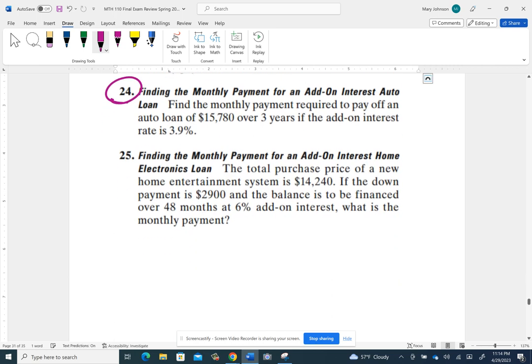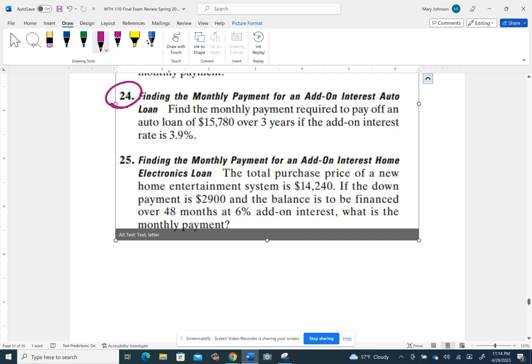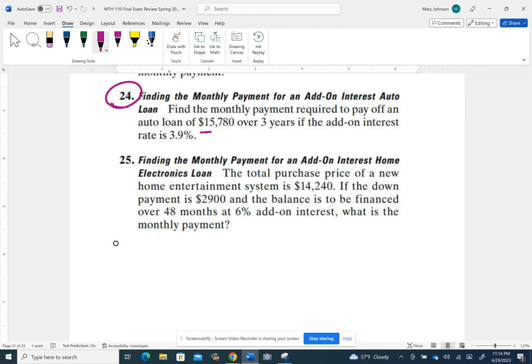So let's look at 24. Find the monthly payment for an add-on interest auto loan. So the auto loan was for this amount for 3 years and 3.9%. They're not breaking it all down for me, but ultimately I need the monthly payment required to pay off that loan. If there was a down payment, they've already done that. So that's the loan amount. The interest rate is 3.9%, so that's 0.039. And they're going to take 3 years to pay it off.